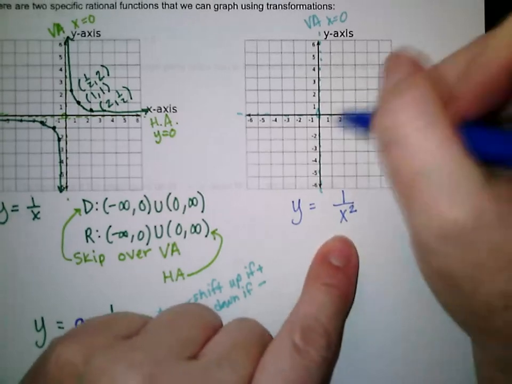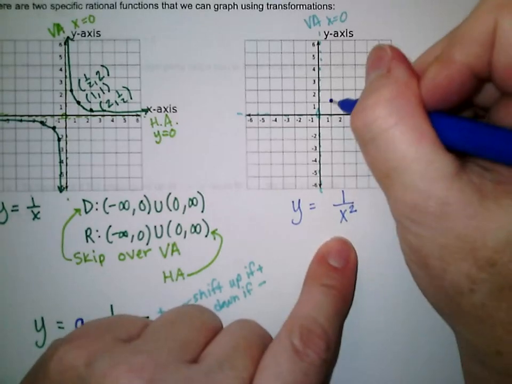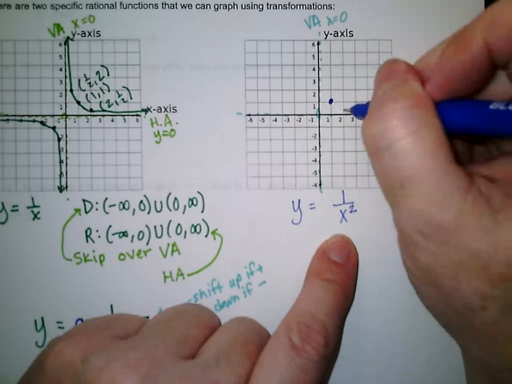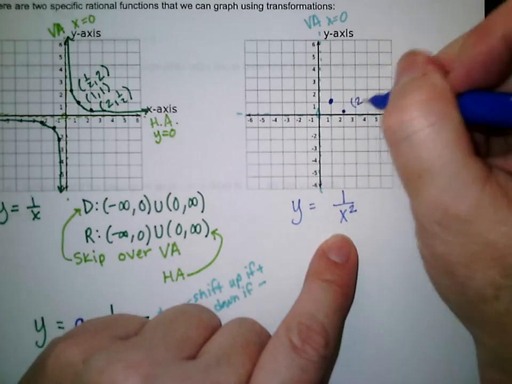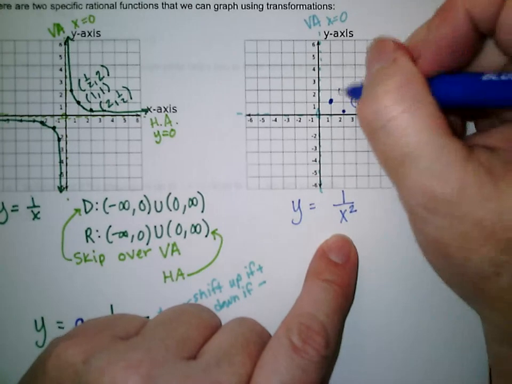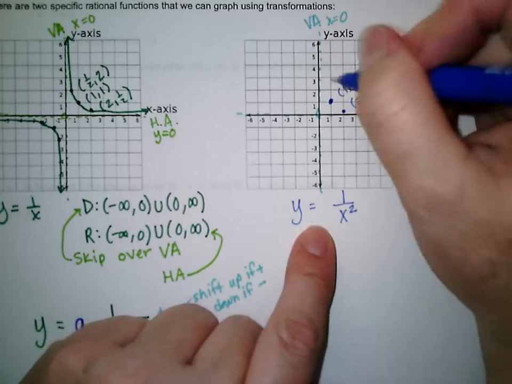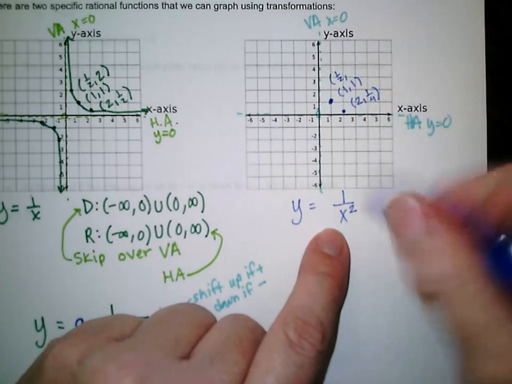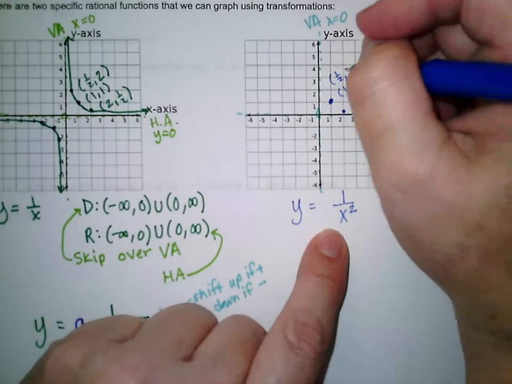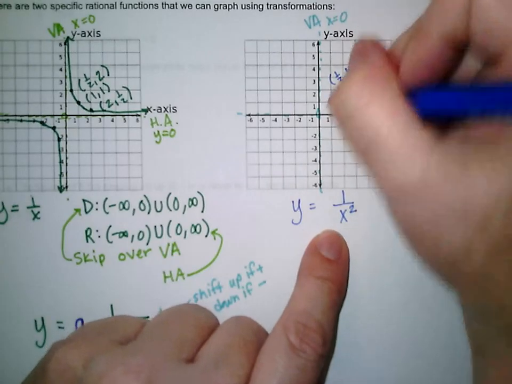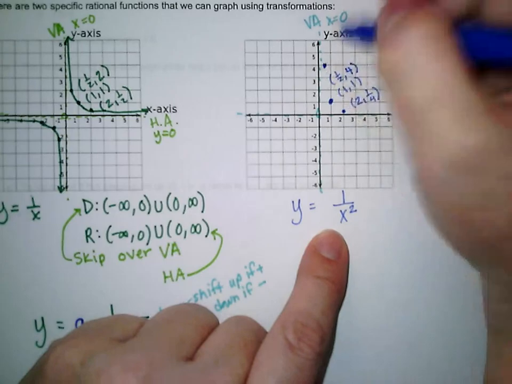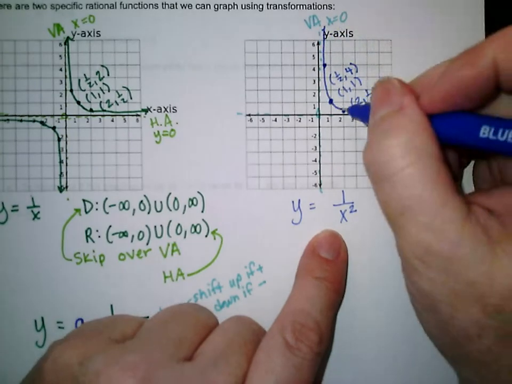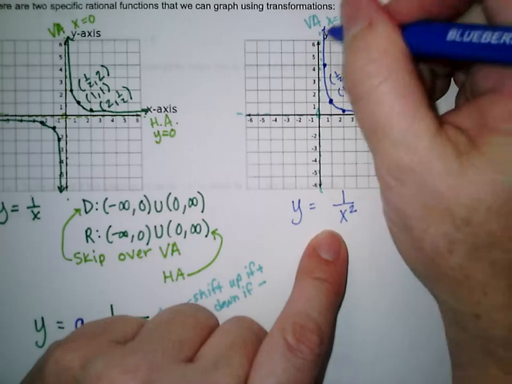Then if I input a 1, 1 over 1 squared is 1. If I input a 2, I'll have 1 over 2 squared, which is 1/4. So 2, 1/4, 1, 1. And if I input a 1/2, then I'll do 1 over 1/2 squared, which is 1 over 1/4, which would be 4. So 1/2, 4. Still following along the asymptote through those 3 ordered pairs and then along the other asymptote.